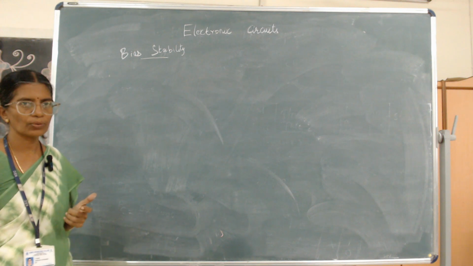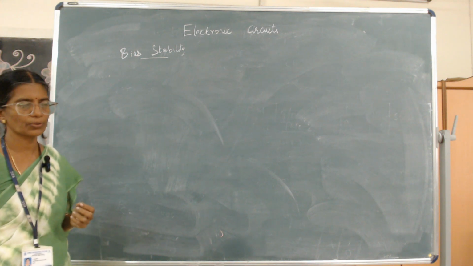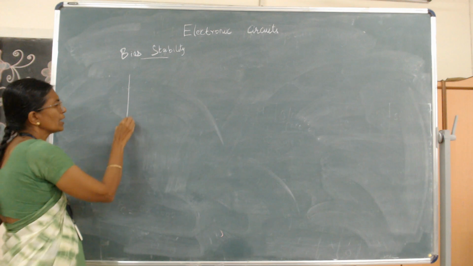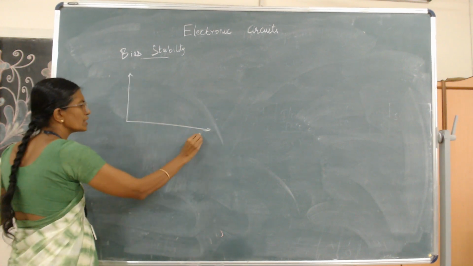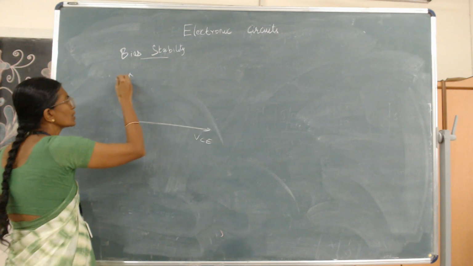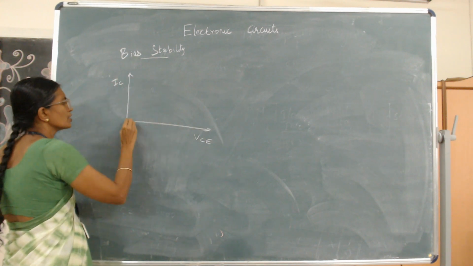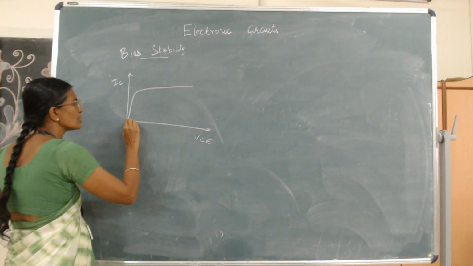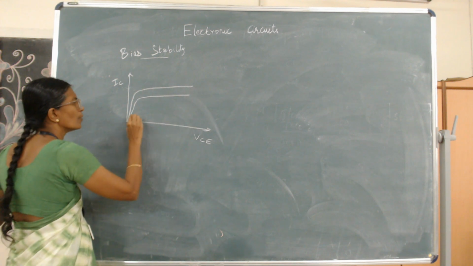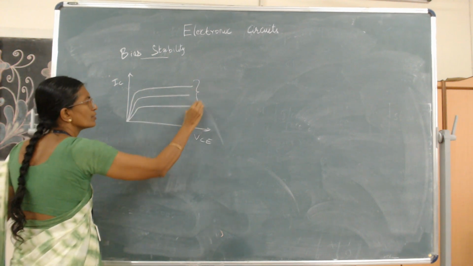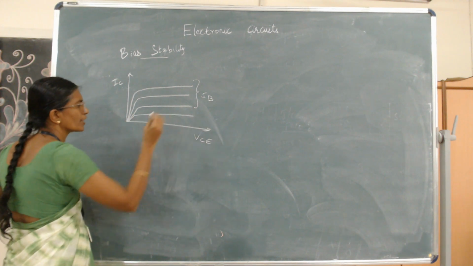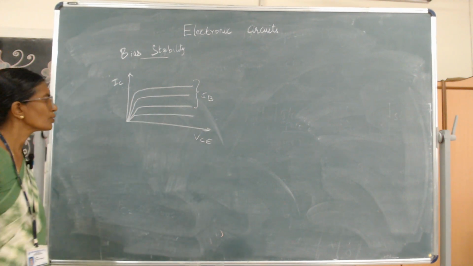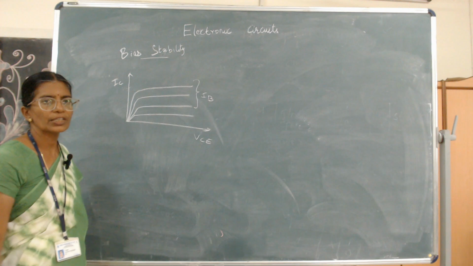As we know, for the common emitter amplifier circuit, the output characteristics are given by a graph drawn between the output voltage VCE and the output current IC for a constant value of IB. This is called the output characteristics curve of a common emitter amplifier. Normally this graph is divided into three regions.